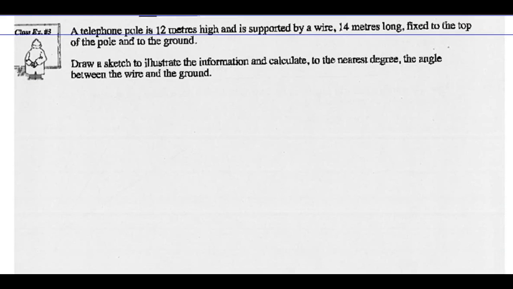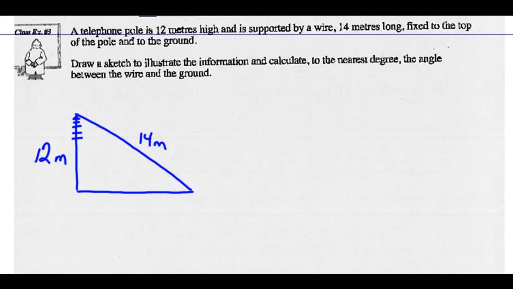Example 3. A telephone pole is 12 meters high and supported by a wire of 14 meters long, fixed to the top of the pole and to the ground. Draw a sketch to illustrate the information, and then calculate to the nearest degree the angle between the wire and the ground. So we've got a telephone pole. It is 12 meters high, and we've got a support wire fixed to the top of the pole and to the ground. And that support wire is 14 meters long. So there's our diagram. Here's the ground.